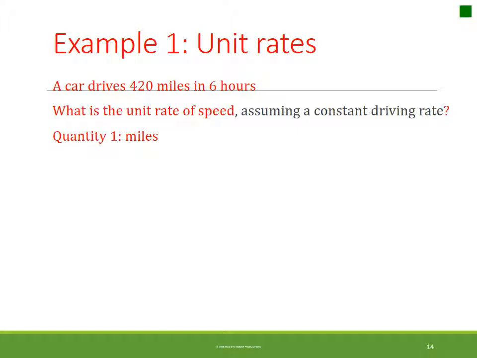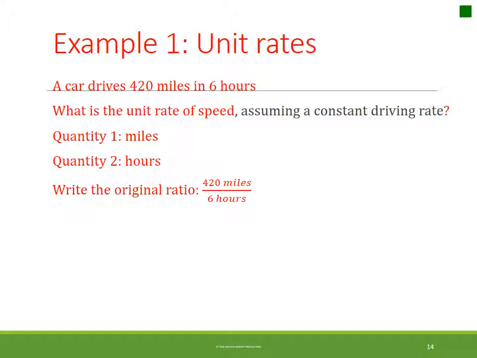So we need to identify what the quantities are. The first quantity we're given in this scenario is miles. The second quantity we're given is time, which is in hours. Now that we have the quantities, we want to set up the ratio that we are given. So the original ratio would be 420 miles to 6 hours.